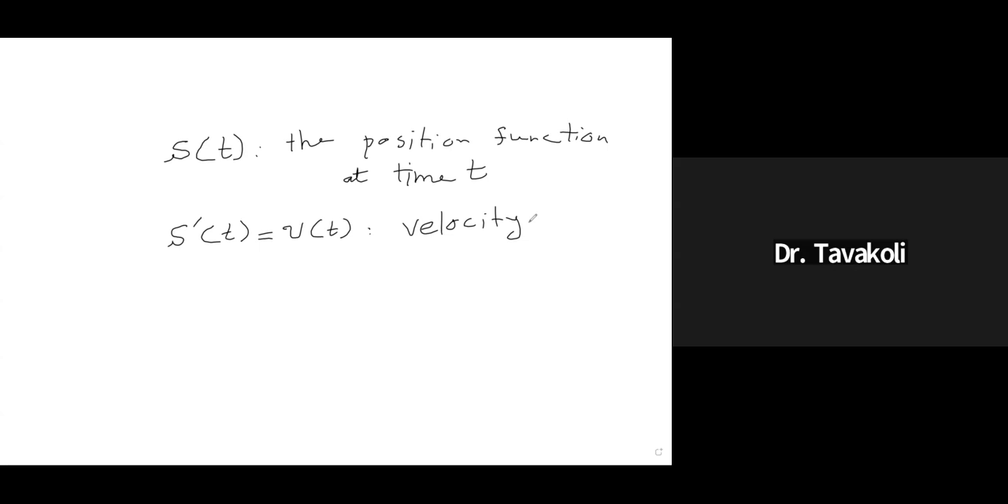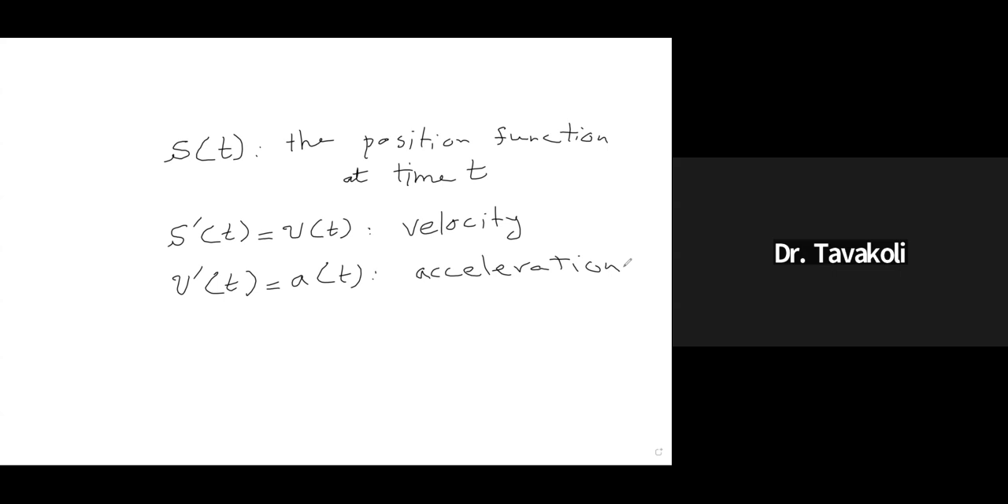So if the equation of s of t is given, we can find velocity by differentiating that. And if I differentiate one more time, this time differentiating v, I get v prime. The derivative of v prime is what? Acceleration, a of t, or acceleration of the particle. These are the things that you have probably seen in Calc 1.